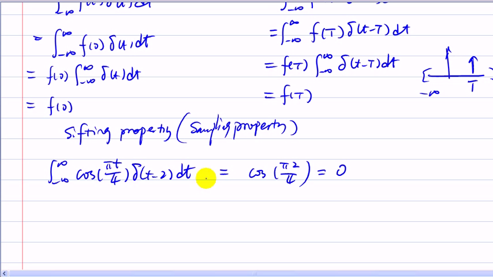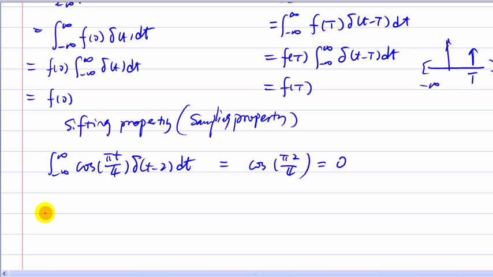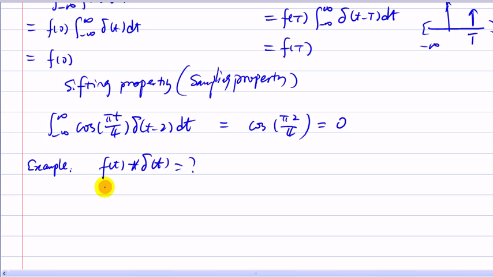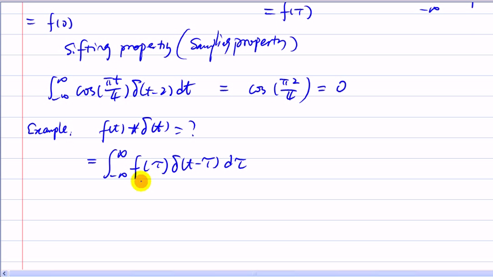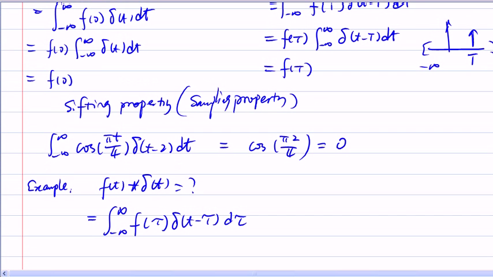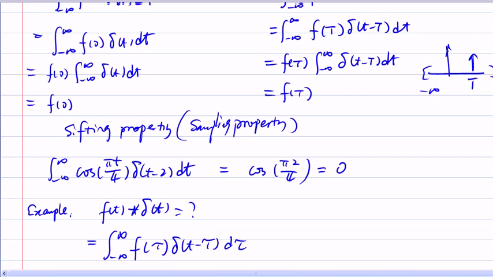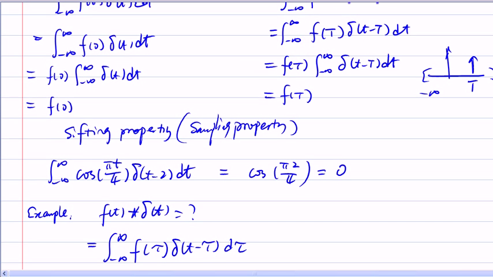The other example that I gave in the class is this: f of t convolved with delta t, what does that equal to? This is a convolution, so we might as well just write down the convolution according to the definition: the integral of f of tau delta t minus tau d tau. How do we proceed from here? The idea is to make use of this sifting property.